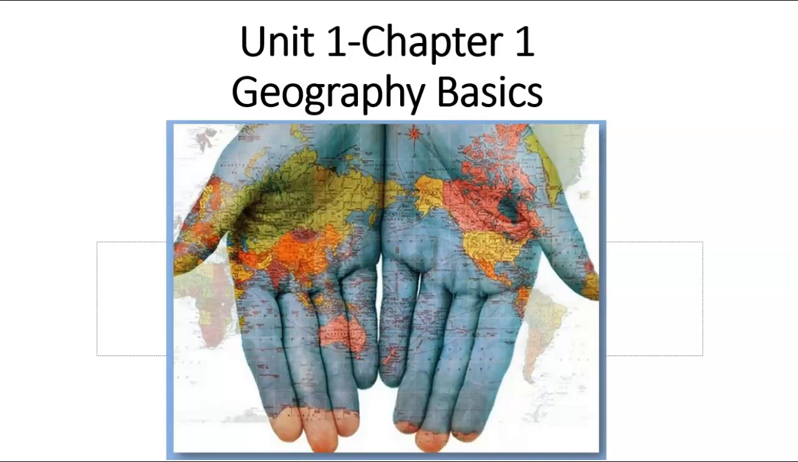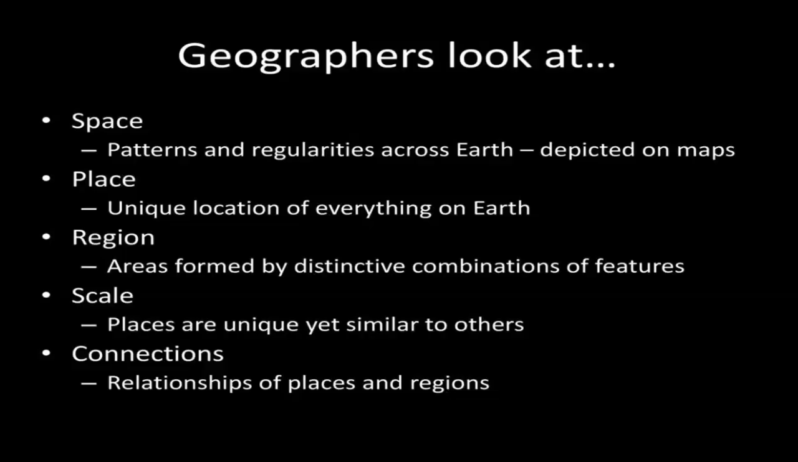This lesson is a recap of Chapter 1's major concepts and should be helpful for the AP exam. Geographers looked at 5 specific things related to Earth. Space is the first one. So these are patterns and regularities across Earth that can be depicted on maps. For place, that's a unique location of everything on Earth.